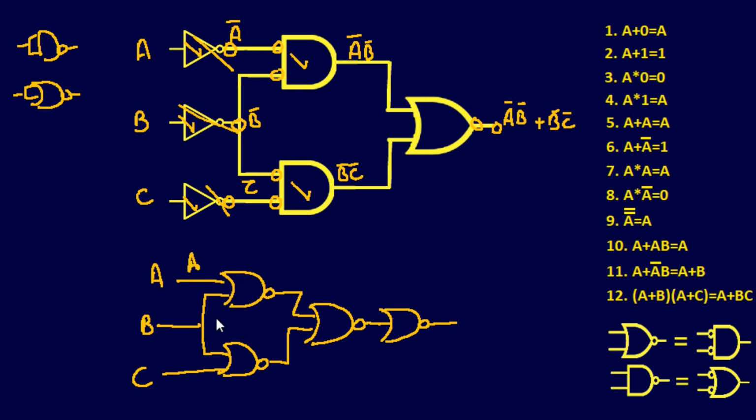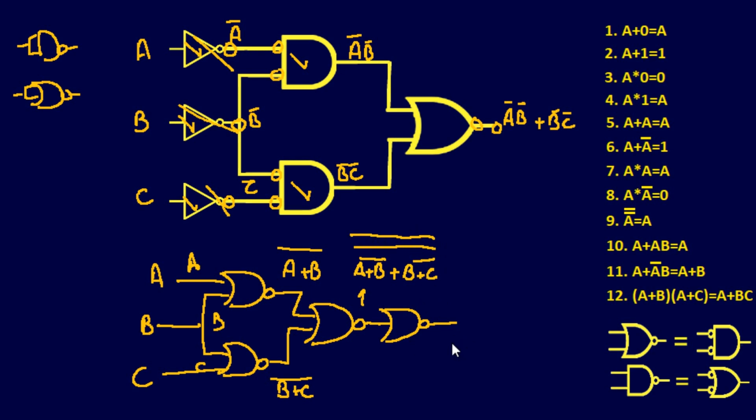So A, B, C. Coming out of this, we'll do this one first. A or B, not. B or C, not. Do the same thing again. So right there is A plus B, not, plus B plus C, not, and that's not over the whole thing. And then another inverter. So we're going to keep it simple, just put a not right there.